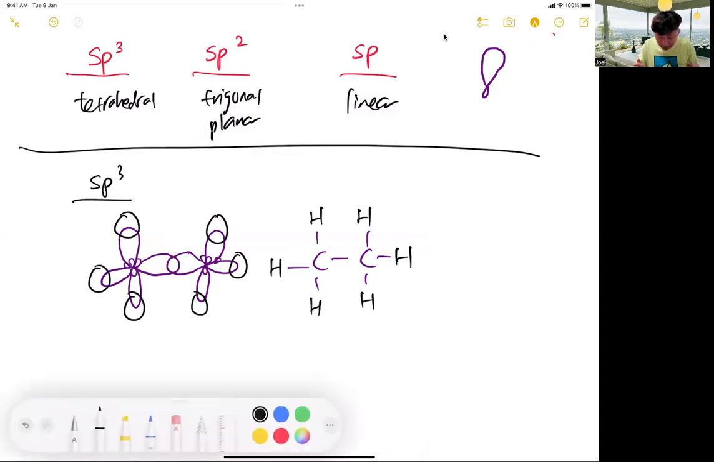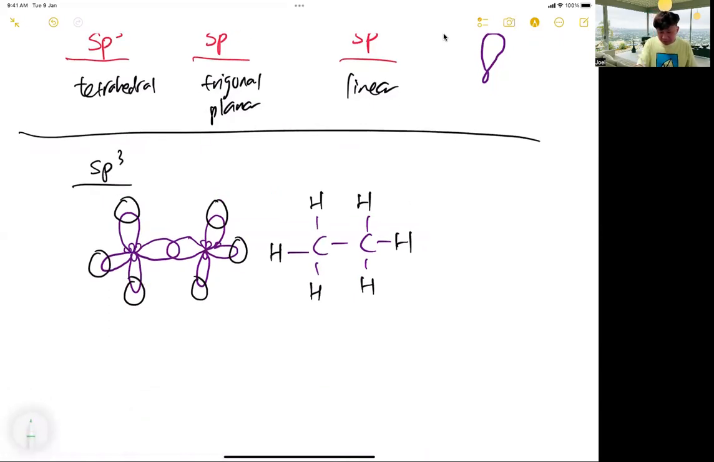Okay, so all these are head-on overlap. So everything here is all sigma bond. The first bond is always sigma, the stronger bond, head-on overlap. Sigma bond. So all these are sigma also. The hydrogen also carbon sigma. Understand? Okay, so try to draw this. So this is the sp3 first.